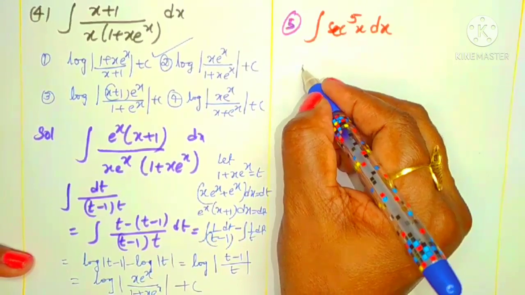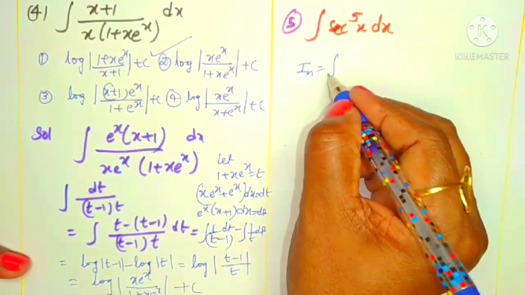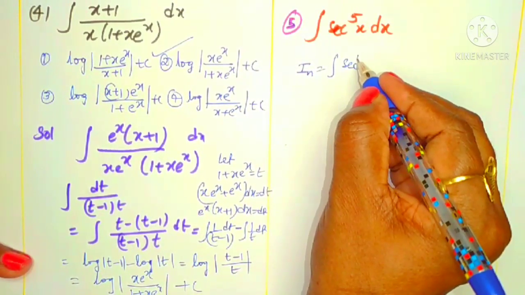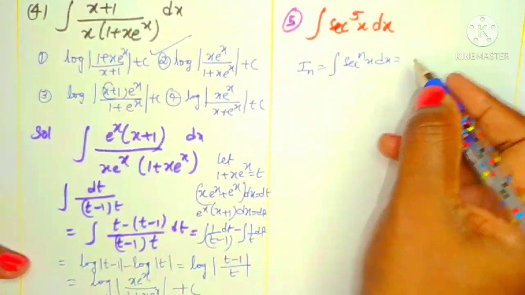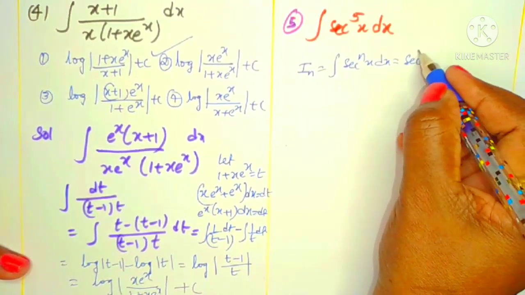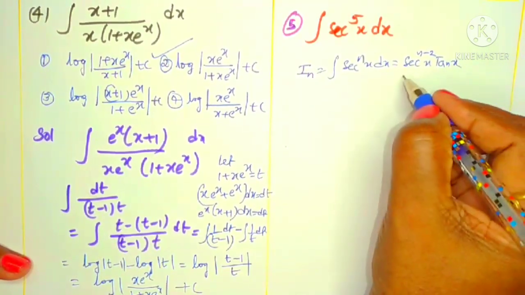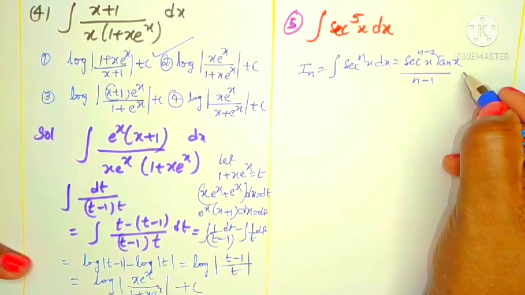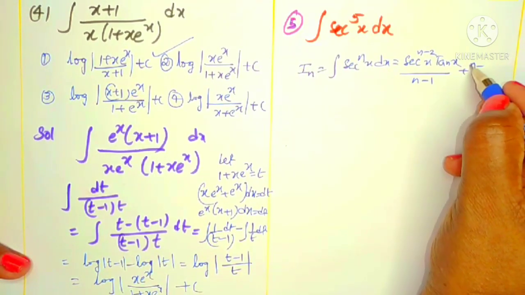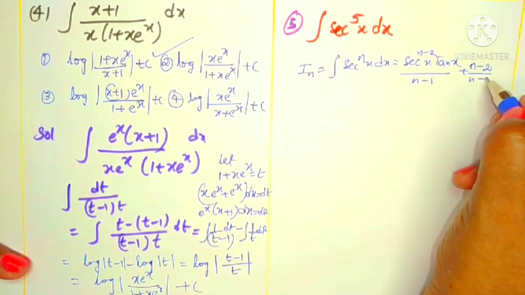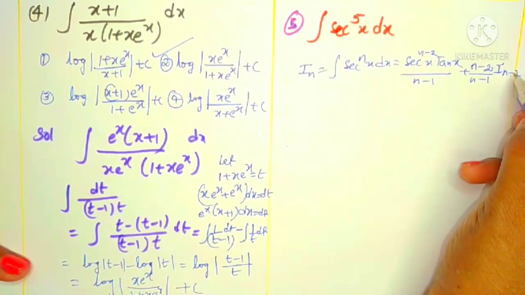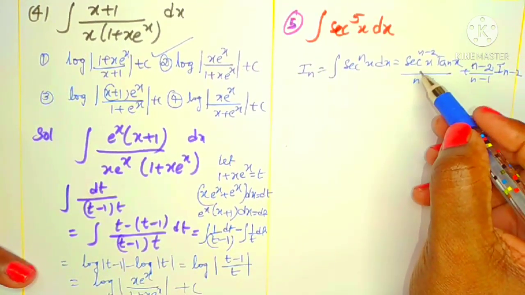Let it be In. In is in the form of sec^n x. Then it equals sec^(n-2) x tan x by (n-1), plus (n-2) by (n-1) times I(n-2). This is the reduction formula for secant.